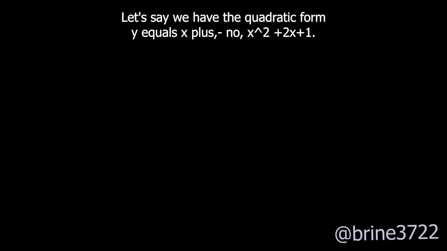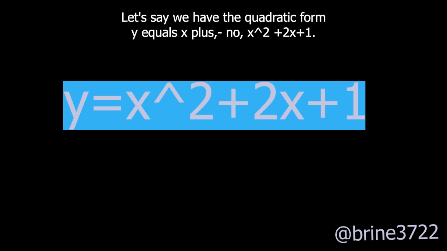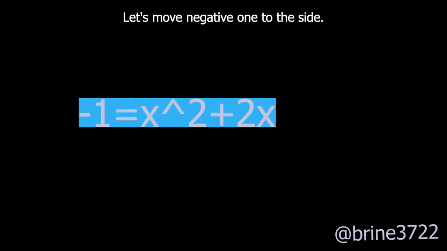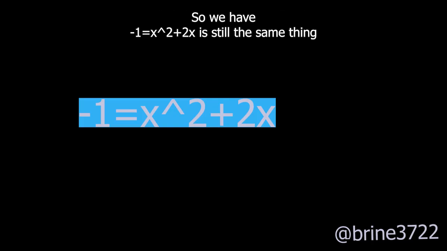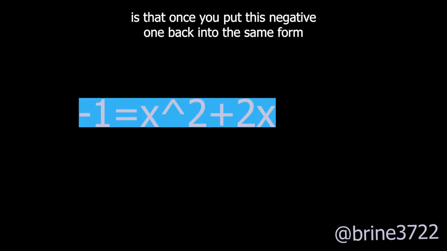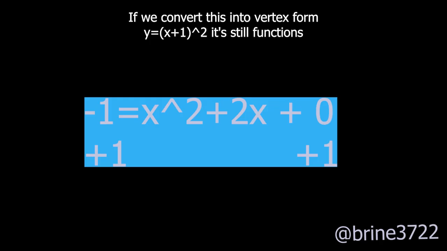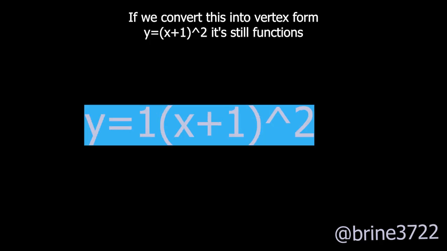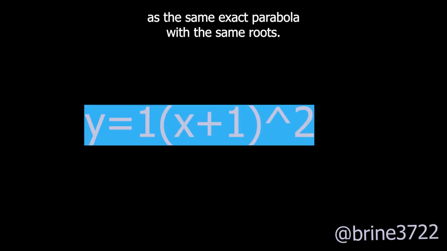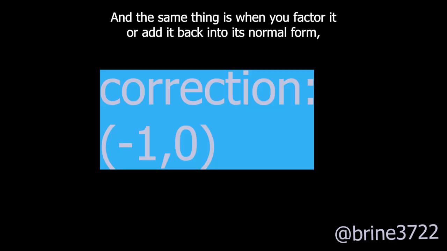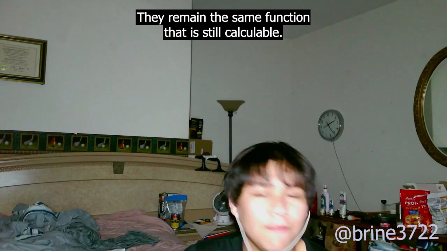I know a lot of you have questions right now, so let's connect this to a simpler metaphor. Let's say we have the quadratic form y equals x squared plus 2x plus 1. Let's move negative 1 to the side of y, so we have negative 1 equals x squared plus 2x. It's still the same thing: once you put this negative 1 back into the same form, it's the same calculation, the same roots, the same parabola. If we convert this into vertex form, y equals (x plus 1) squared, it still functions as the same parabola with the same root. When you factor it or add it back into its normal form, they remain the same function.